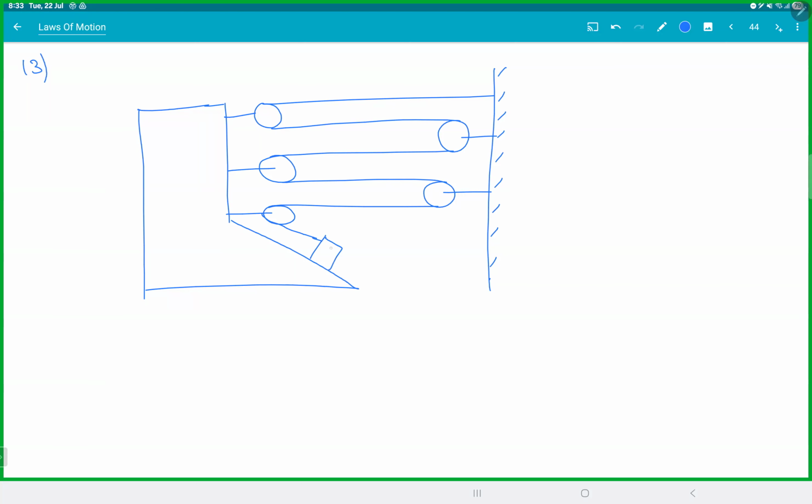We have a block like this. This is B, this is A, and this is theta. If this block A is going with u, find the velocity of B.